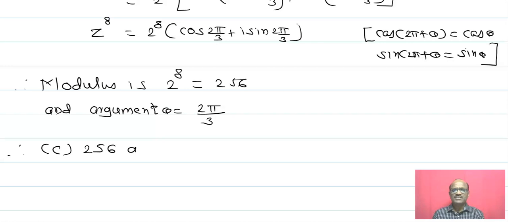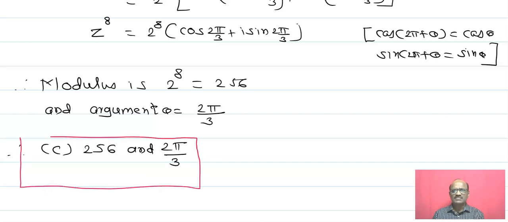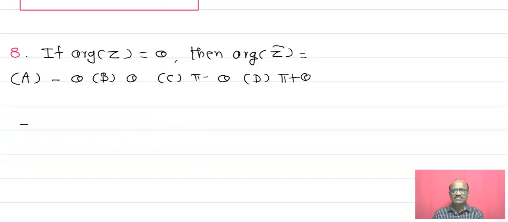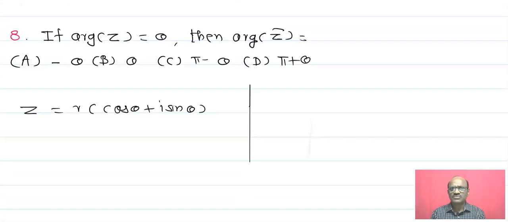Therefore option C is the correct one. That is 256, the magnitude, and the argument is 2 pi by 3. Next is, if the argument of z is equal to theta, then the argument of z bar is equal to what?